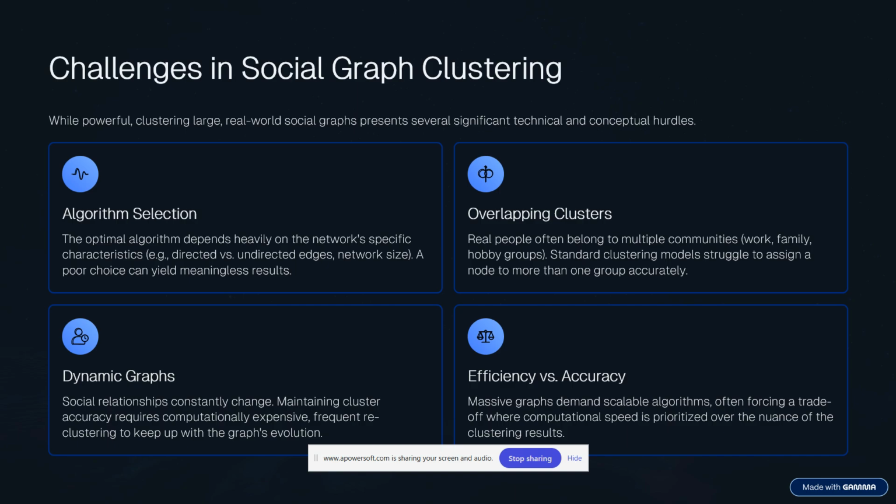Overlapping clusters. Real people often belong to multiple communities, work, family, hobby groups. A standard clustering model struggles to assign a node to more than one group accurately. Efficiency versus accuracy. Massive graphs demand scalable algorithms, often forcing a trade-off where computational speed is prioritized over the nuance of the clustering result.